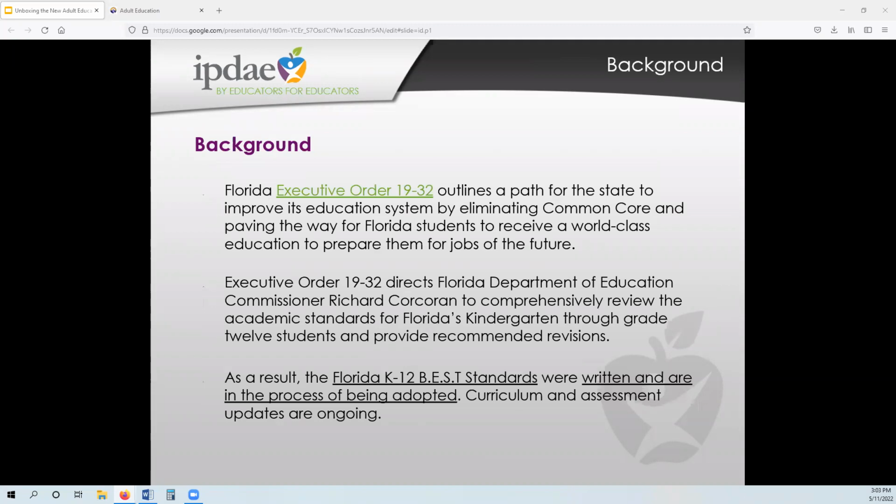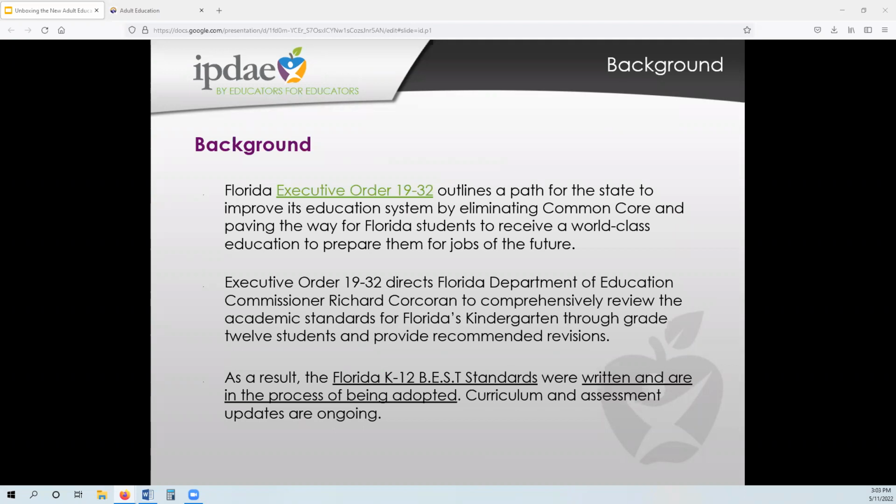I'm going to turn it over to Shira to talk a little bit about the background. Great, thanks, Molly, and thanks for the introduction, June and Molly. So as Molly said, my name is Shira, and I'm going to talk a little bit about the background for why we have these new standards.